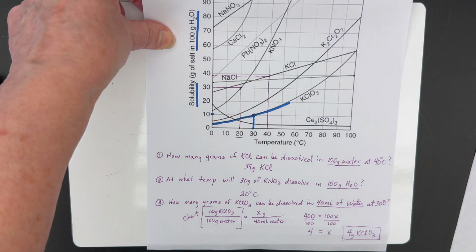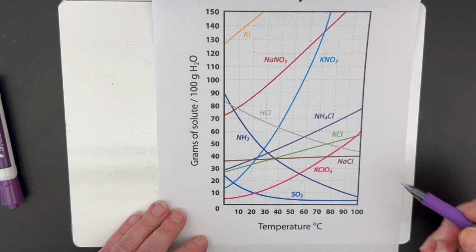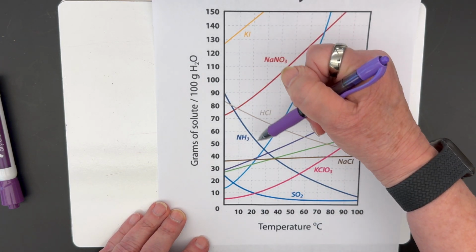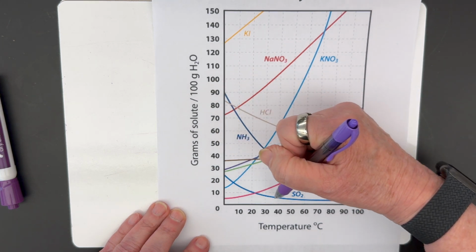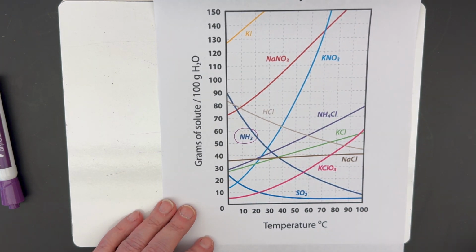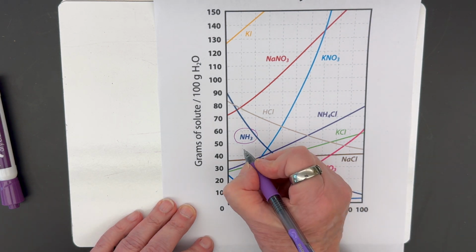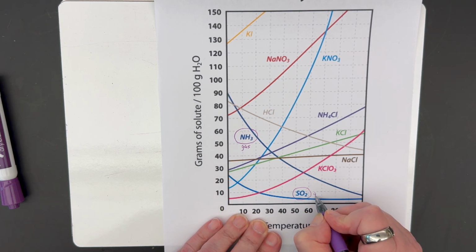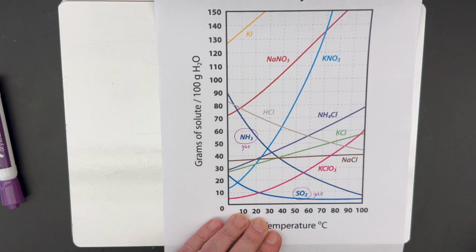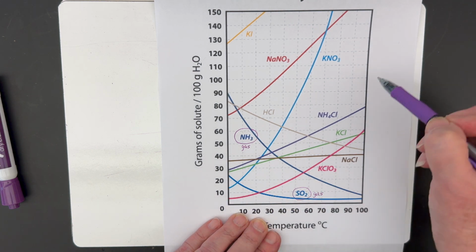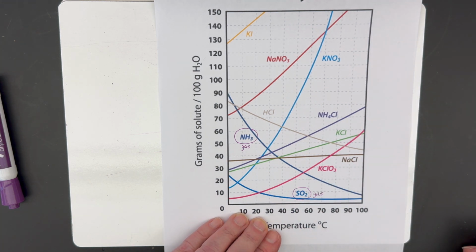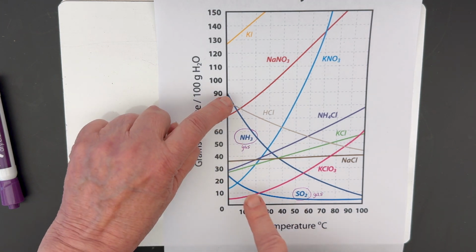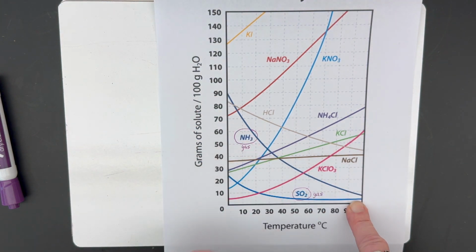The last thing I want to address is what happens when you have these curves where it's not going up. They're coming down, like this dark blue and this lighter blue one. The dark blue one is NH3, which is ammonia, which is a gas. And SO2 is also dropping, and SO2 is also a gas. So while solids get more and more dissolved at higher temperatures, gases have less dissolved at higher temperatures.